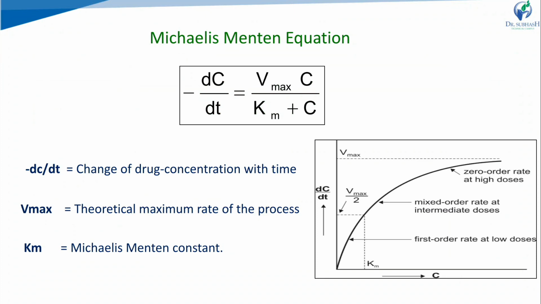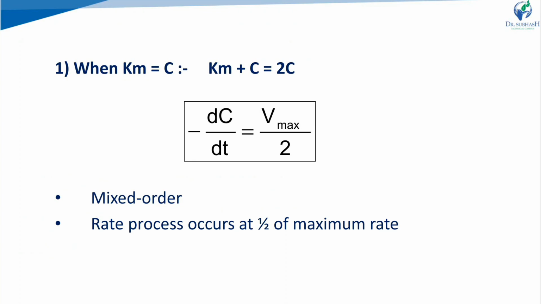So here the graph is there. We have to go for the graph of dC/dt versus C. We find that initially they follow the first order rate at the low dose, mixed order rate at the intermediate dose, and zero order rate at the high dose, and from that we have to find out the Vmax and the Km value. So here three situations are possible, depending upon the values of Km and C.